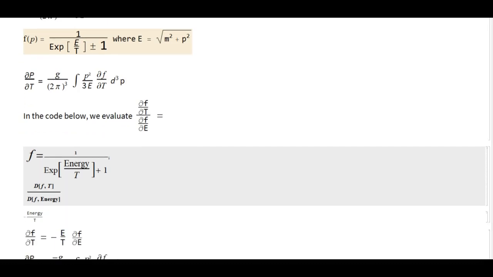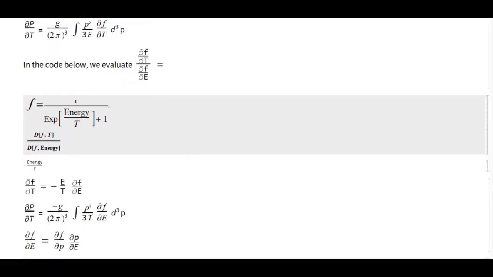And now what is the partial derivative of F with respect to temperature? Here you see that I can derive this relationship. I have used Mathematica to replace the partial derivative of F with respect to T with the partial derivative of F with respect to E, and it comes out to be minus E over T. So df/dT is equal to minus E over T multiplied by df/dE. So I replace this df/dT with this thing, and then I get this.